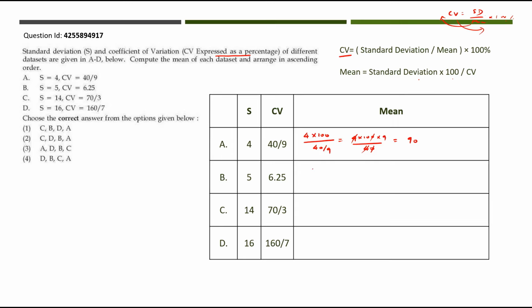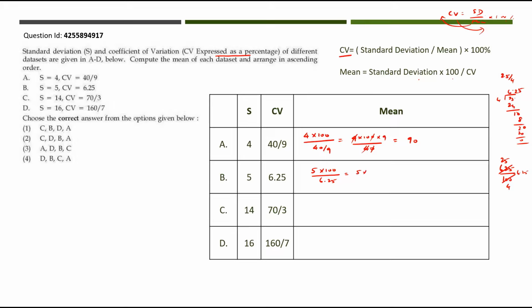What about B? We have standard deviation 5 into 100 divided by 6.25. 6.25 can be expressed as 25 by 4. When you divide 25 by 4, 4 6s are 24, then we have 10, 4 2s are 8, then we have 2, 4 5s are 20. So 6.25 can be represented as 25 by 4. So how did we suddenly get this 25 by 4? It is very simple. 625 divided by 100 will be 6.25. 25 into 25 is 625. 25 into 4 is 100. This is how we got 25 by 4.